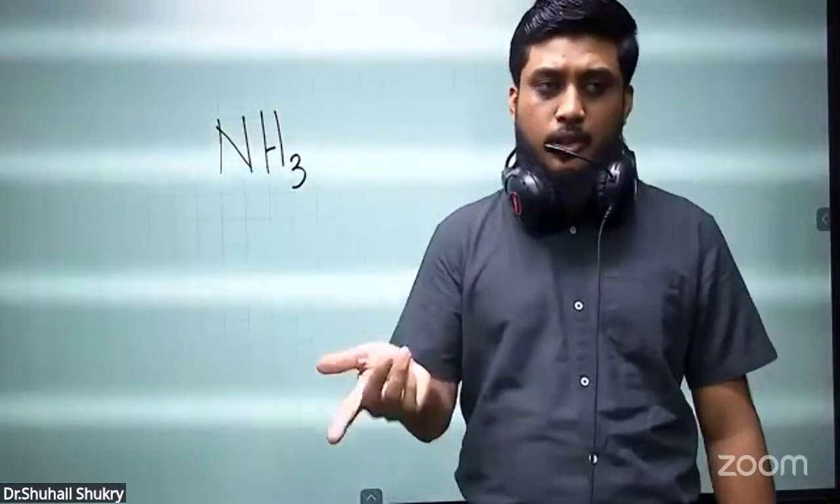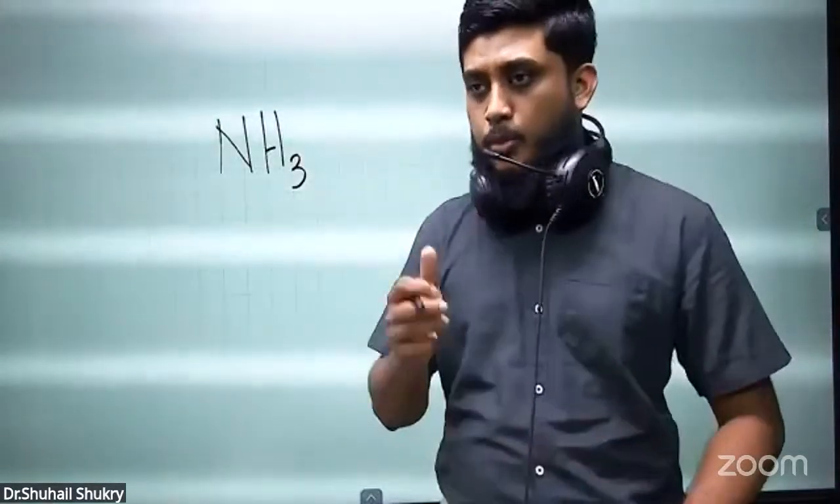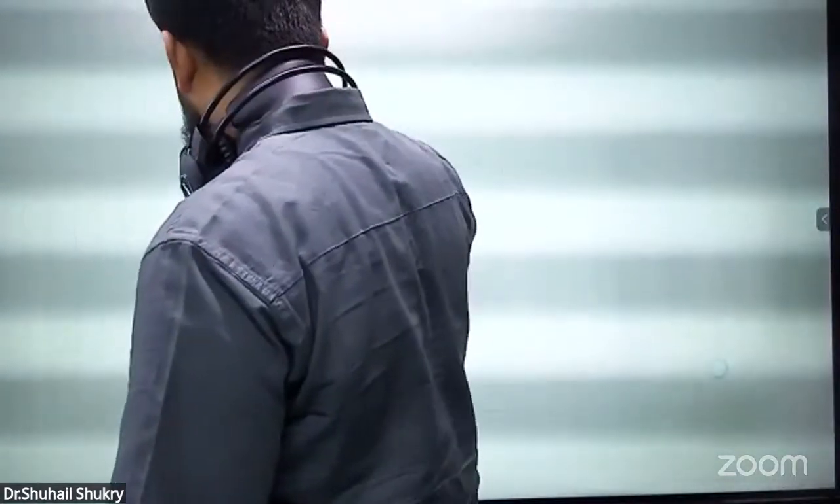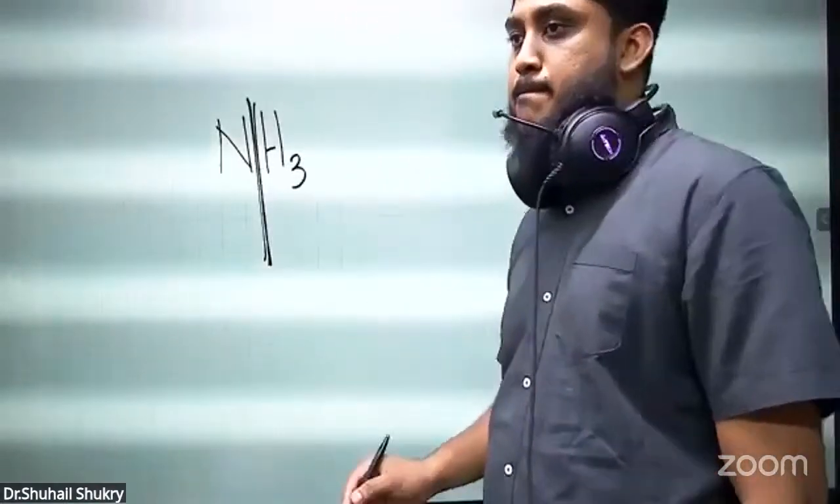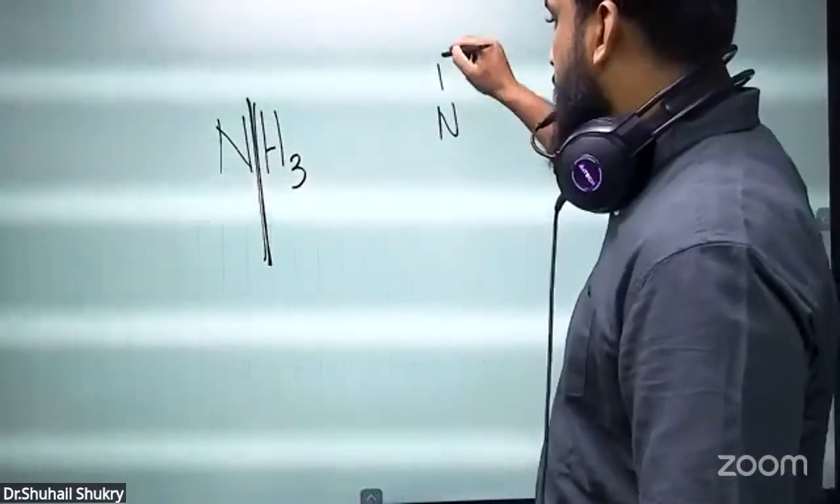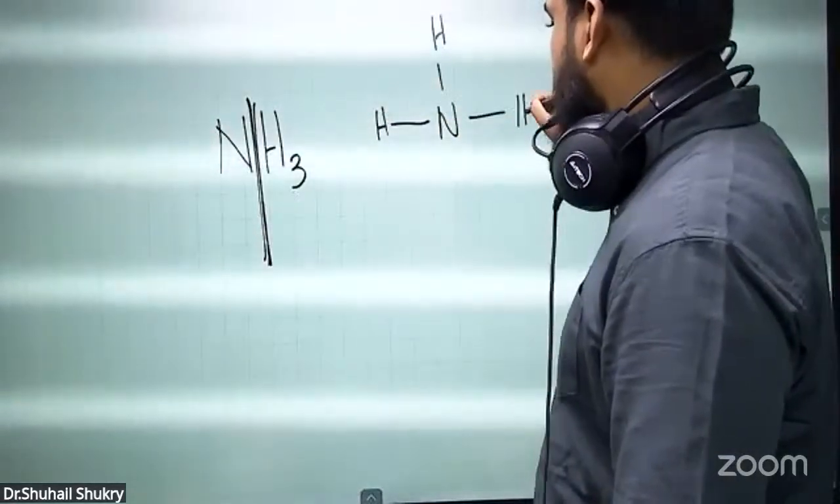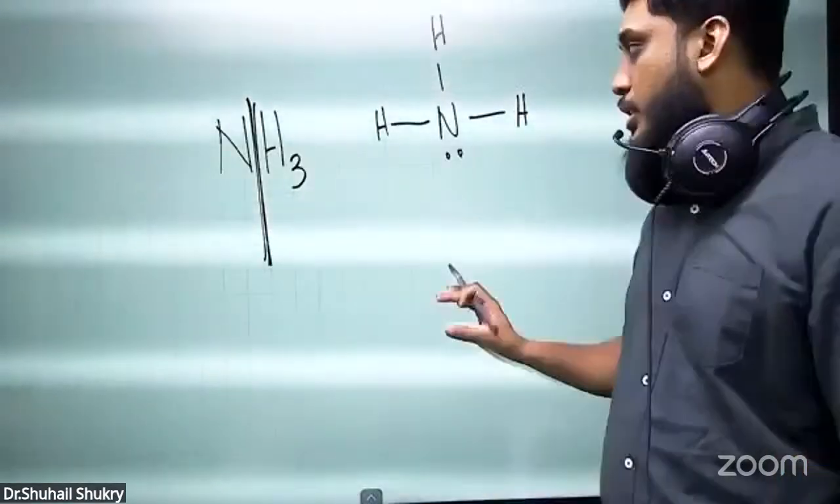The most electronegative atom gets the negative charge, and the less electronegative one gets the positive charge. Now, ammonia is connected like this. Ammonia means one nitrogen is connected to three hydrogens. This is only ammonia.